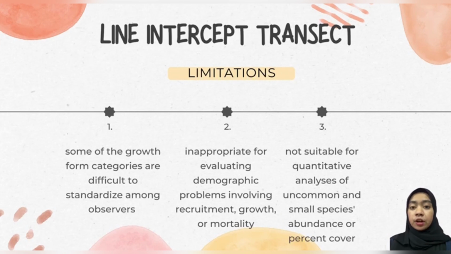Next is the limitation of the LIT method. Some of the growth form categories are difficult to standardize among observers. LIT is inappropriate for evaluating demographic problems involving recruitment, growth, or mortality. Not suitable for quantitative analysis of uncommon and small species abundance or percent cover.